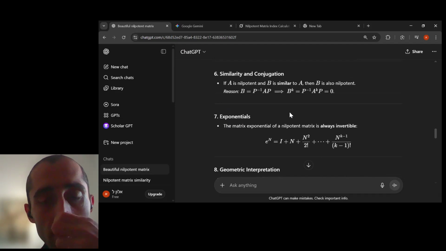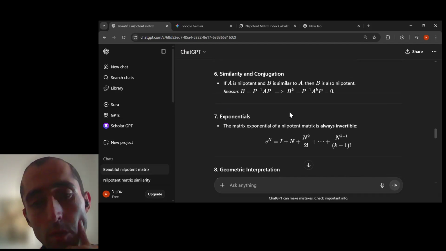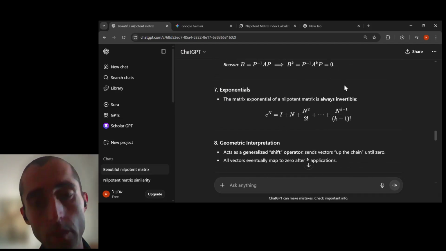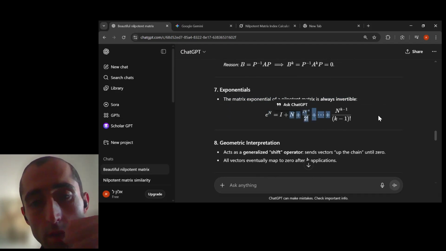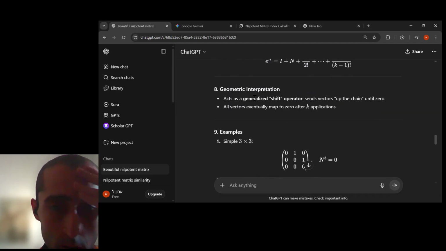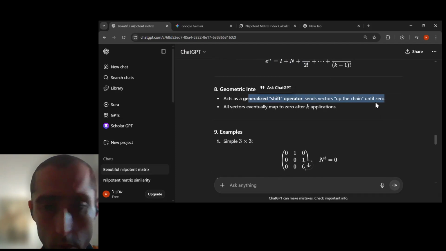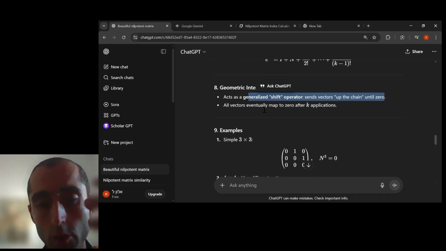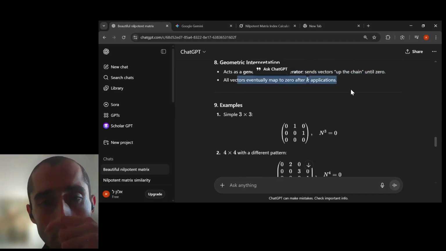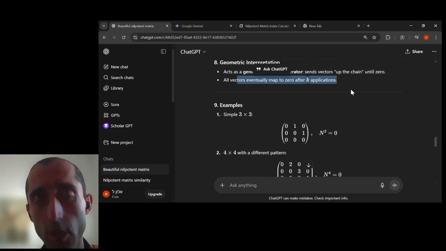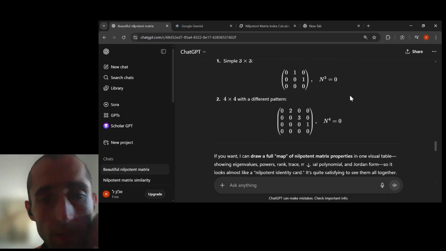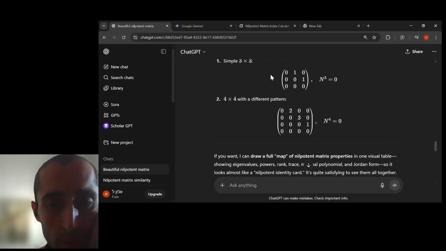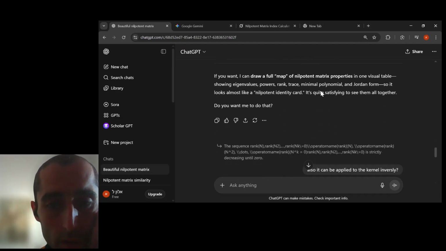Similarity: we said that nilpotency is preserved under similarity. The matrix exponential of a nilpotent matrix is always invertible. I didn't talk about it, but that's nice. It acts as a general shift operator, as we showed you for the shift. All vectors eventually map to zero after enough applications. As we said, it shifts slots on the vector until it gets to zero. Simple, you can see those matrices.